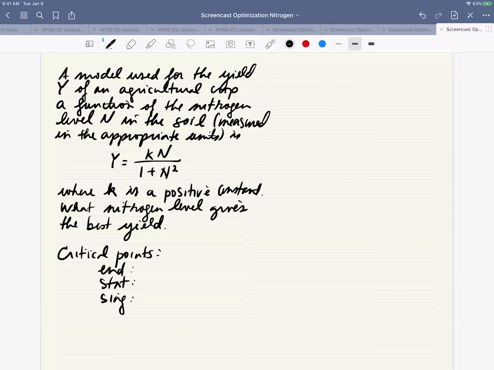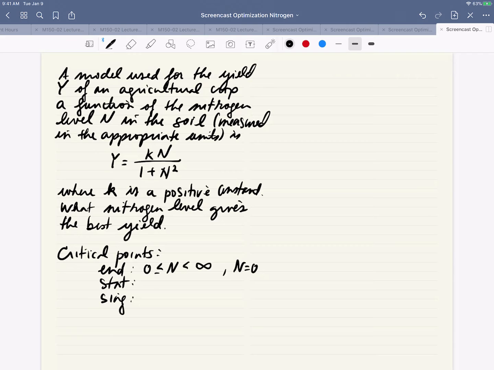So our independent variable here is n, so we should ask the question, what's the smallest n can be and what's the biggest n can be? Well, the smallest n could be would be 0. You can't have a negative level of nitrogen, so the smallest n could be is no nitrogen, 0 nitrogen. And what's the largest n could be? Well, n could be as large as you want, so we're going to put infinity. So this tells us that there's one endpoint, n equals 0.